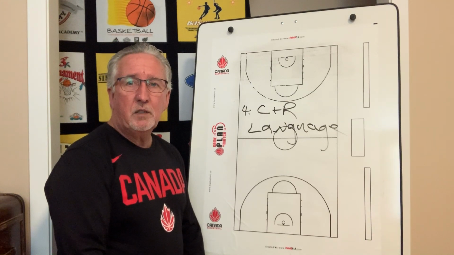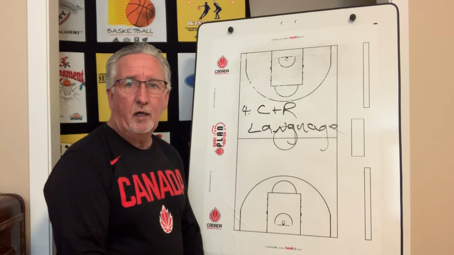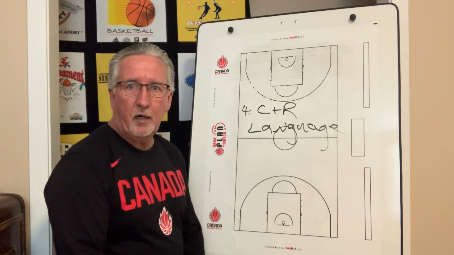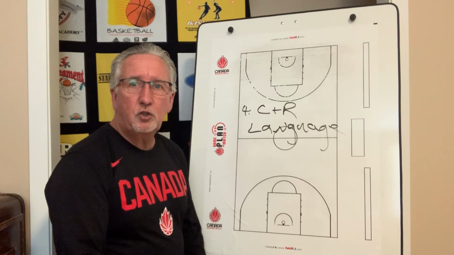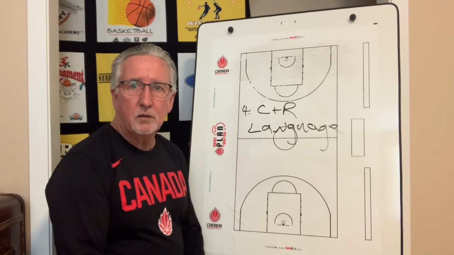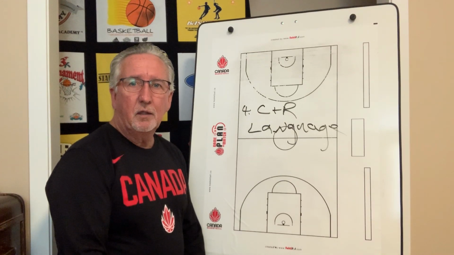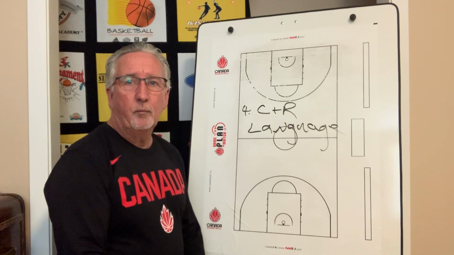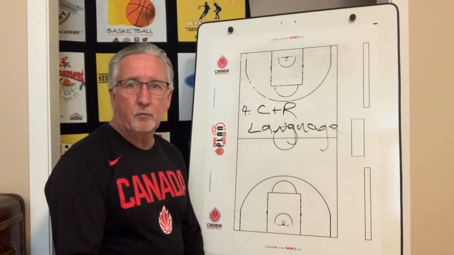How many times in a game when a kid gets a reaching foul, do you hear a coach say, don't reach? Next thing you know, that kid or another kid gets another reaching foul. And the coach says, I told you don't reach, and you went and reached anyways. It's because the language was in the negative form. Don't reach is what you don't want them to do.